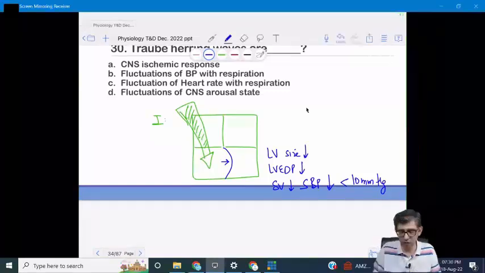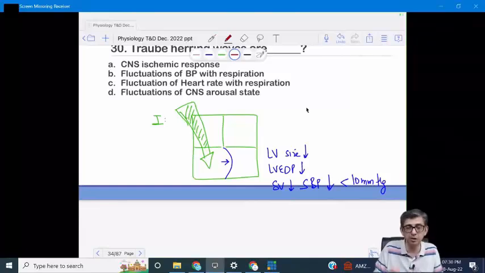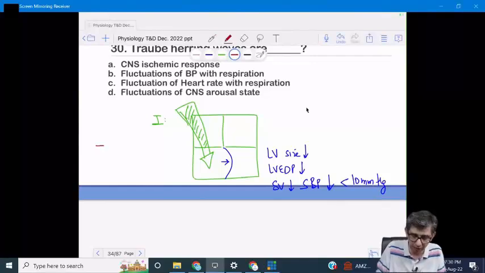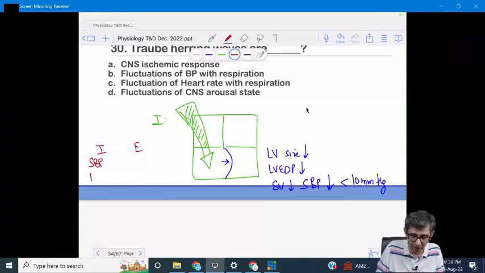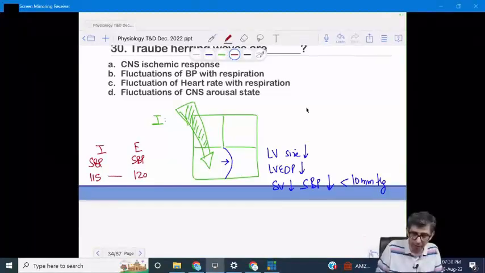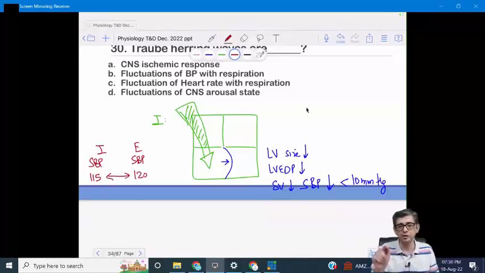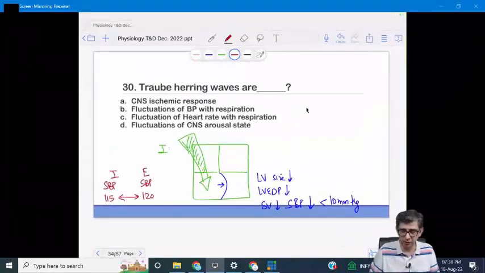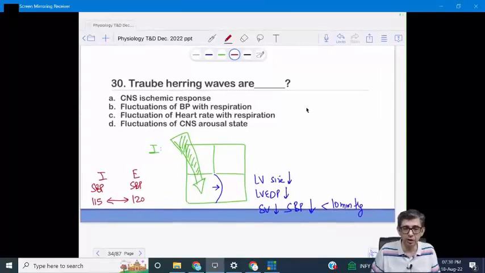So your and my BP varies in inspiration and expiration. And that variation of blood pressure is less than 10 millimeter of mercury. This is what I said. If I check your systolic blood pressure in inspiration, it may be, let me say, 115 millimeter of mercury. And if I check your blood pressure in expiration, if I ask you to breathe out and hold your breath for a few seconds, it will be 120. So our BP keeps on fluctuating in inspiration and expiration, and this physiological variation is what is called as Traube-Hering waves.